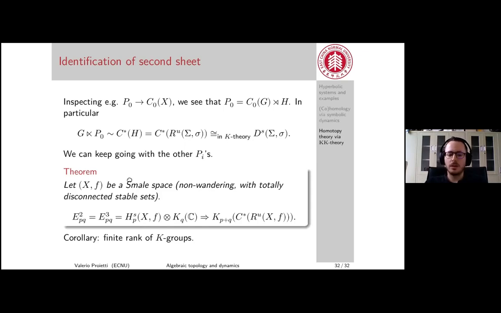So this is another advantage of drawing this sort of comparison using more familiar homology and homotopy theory invariants. Okay, so that's all I wanted to say. Thank you very much for your attention.